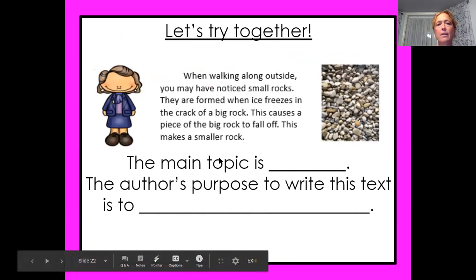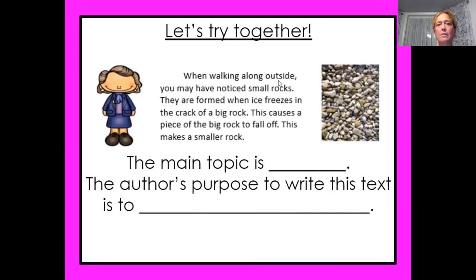Let's try this one together. When walking along outside, you may have noticed small rocks. They are formed when ice freezes in the crack of a big rock. This causes a piece of the big rock to fall off. This makes a smaller rock.